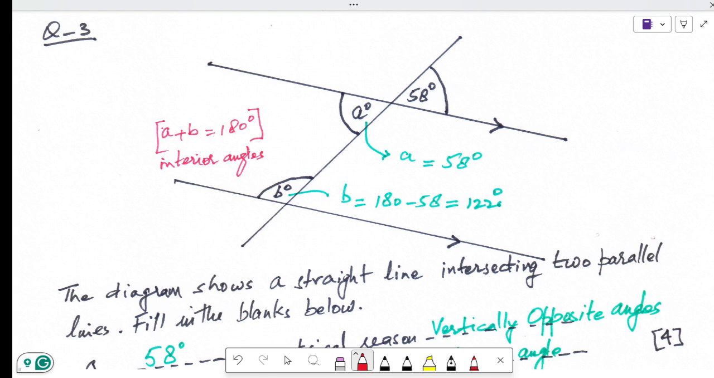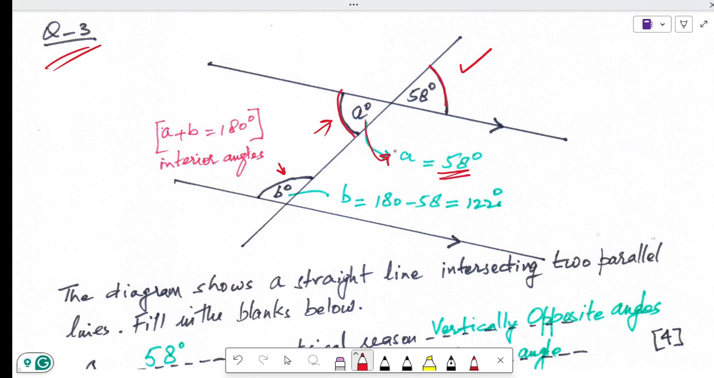Then we go on to next page and question number 3. 2 parallel lines are given which are being intersected by another line, and we are asked to work out the unknown. In this, an angle is given as 58 degrees and the angle A and angle B are to be worked out. Angle A is vertically opposite to the 58 degrees, so the answer of A will be 58 degrees and geometrical reason will be vertically opposite angle.